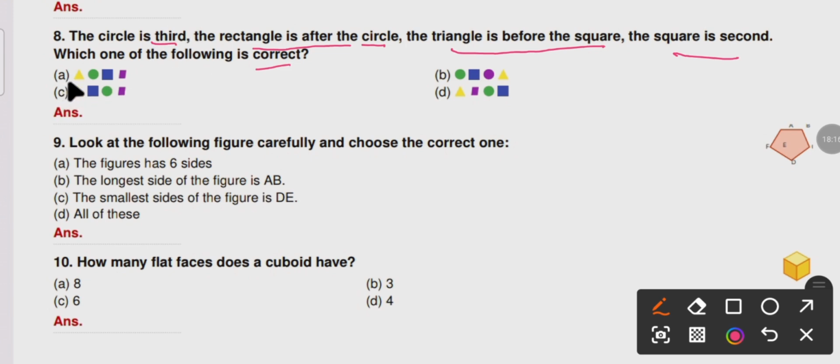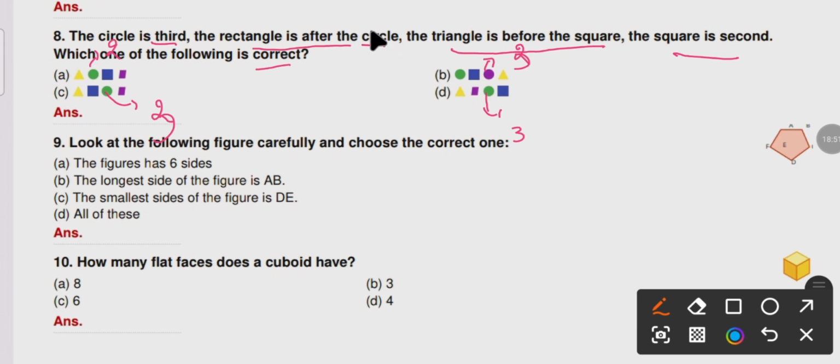Find now in option A. What is the exact position of the circle? In option A it is present at second position, not third. In option B it is present at third position. In option C it is present at third position. In option D it is present at third position. Got it? Okay. Now go through to the next.